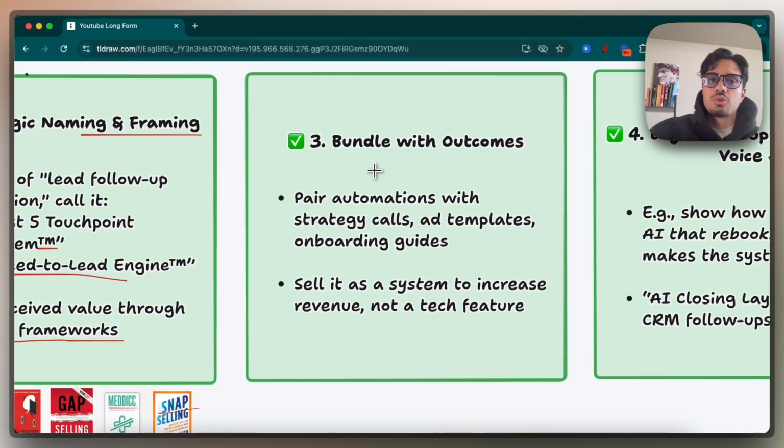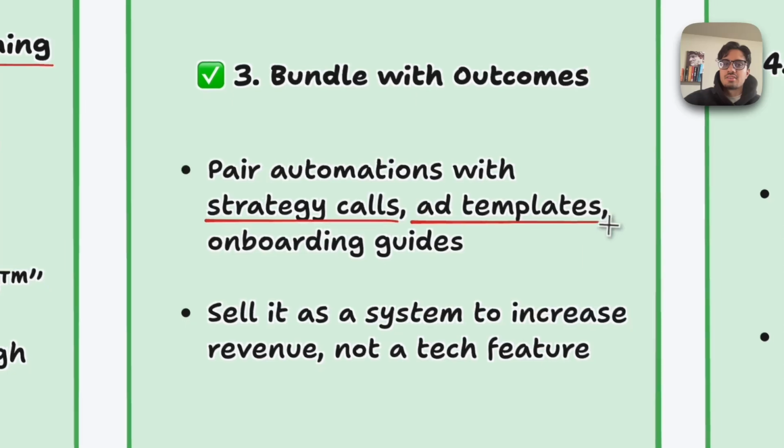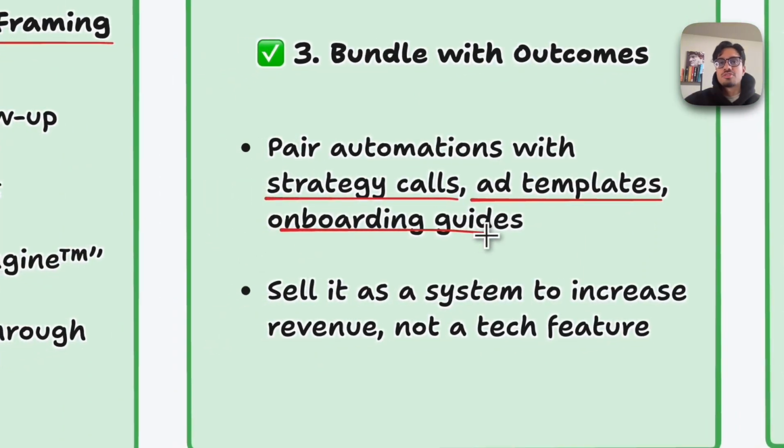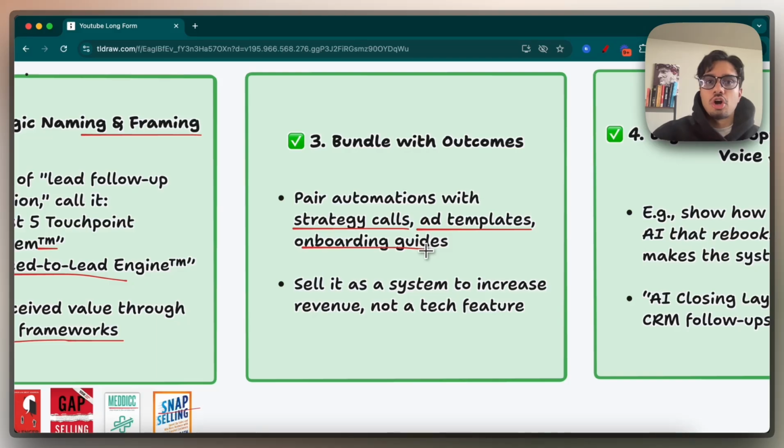And you can also value stack other things on top of it. So it's not just the automation, but on top of that, you can provide strategy calls, ad templates, onboarding guides, all these bonuses and extras that other people won't have. That can differentiate your offer as well.